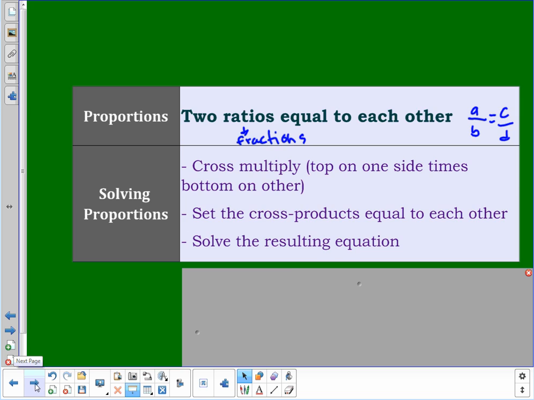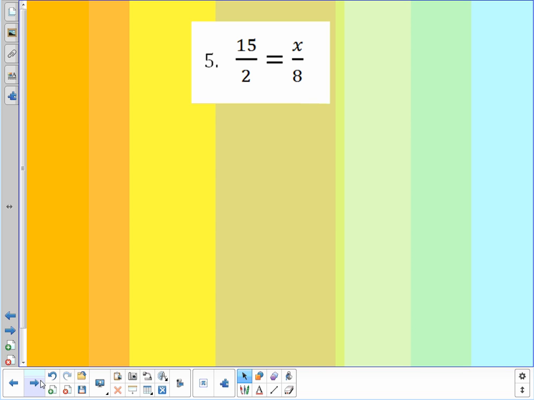So let's take a look at number 5. In number 5, I have 15 over 2 is equal to x over 8. So that's my ratio that's set equal to each other.